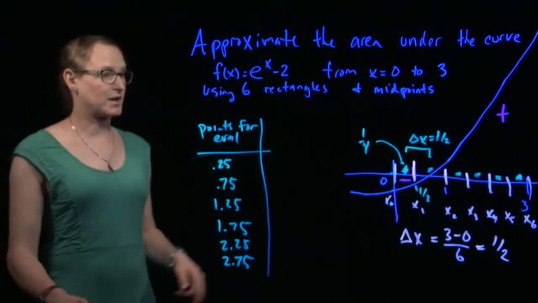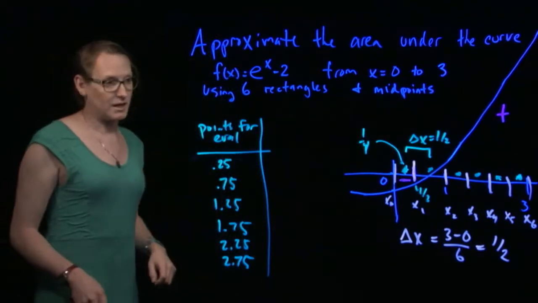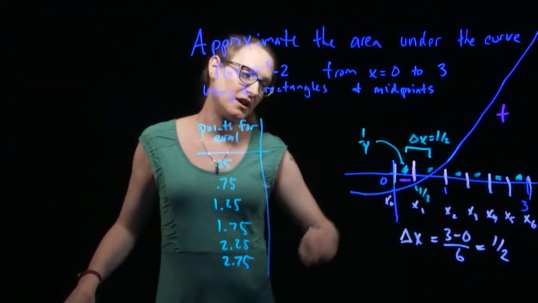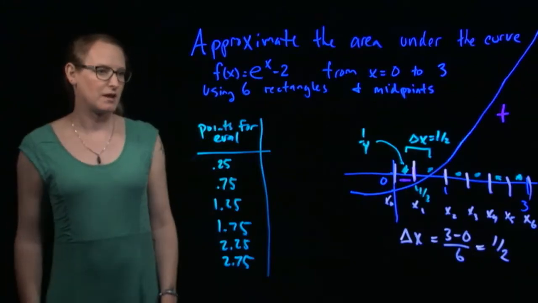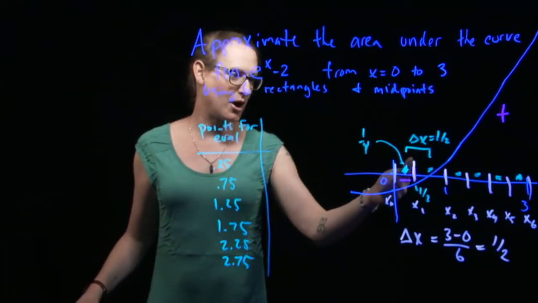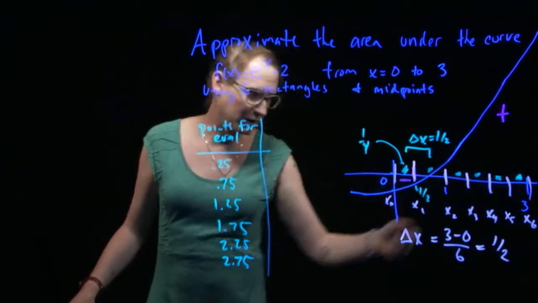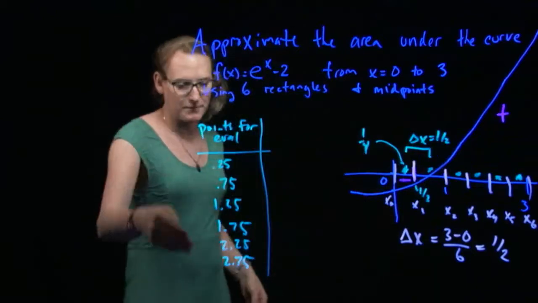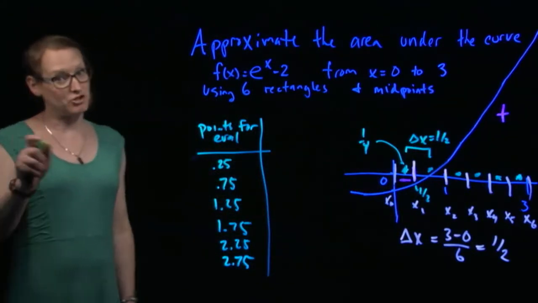Why the middles? Because I asked for midpoints. Theoretically speaking, you can use any value inside of this interval you want to determine the height of the rectangle. We were told midpoints. If we were using left points, it would have been 0, a half, 1, 1.5, not including 3. If we're doing right, we would omit 0 and instead include 3. But midpoints, these are the midpoints of those intervals. So I think that drawing the picture here is extremely helpful.